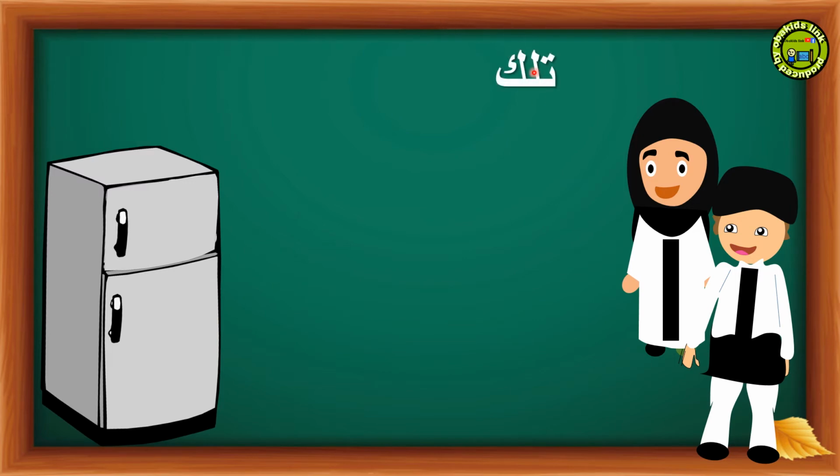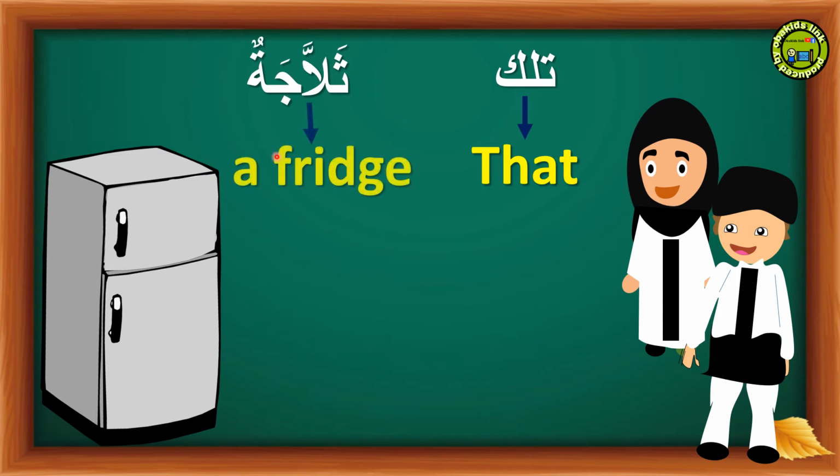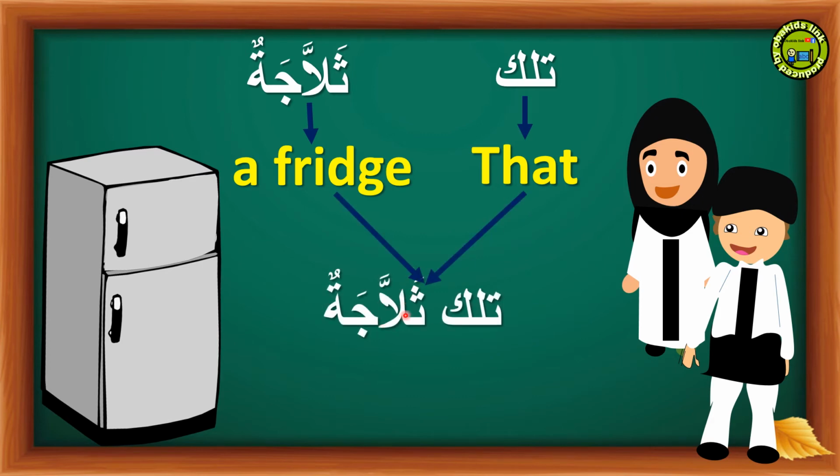This is Tilka. Tilka is a singular feminine demonstrative pronoun, which means that. This is Salajatun. Salajatun is a singular feminine noun, which means a fridge. Now if we join Tilka and Salajatun together, it becomes Tilka Salajatun. Say after me. Tilka Salajatun, which means that is a fridge. Let us see another example.